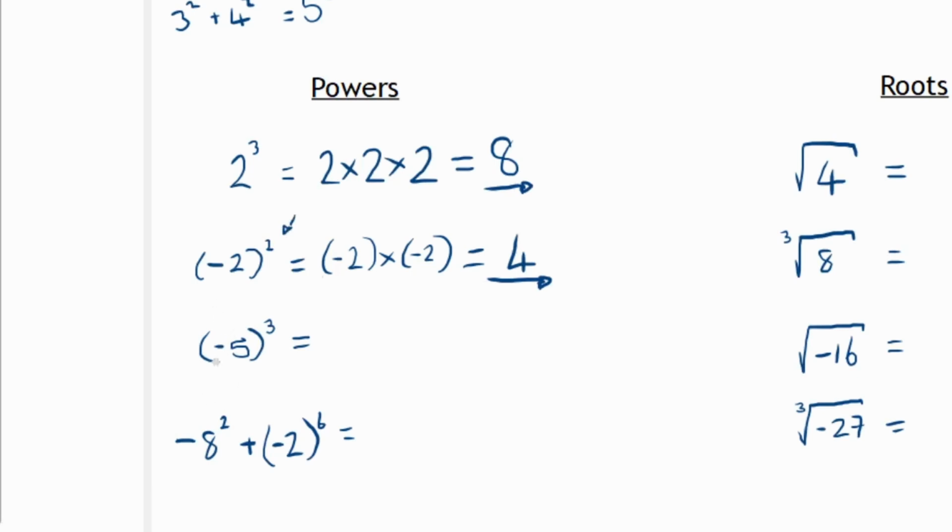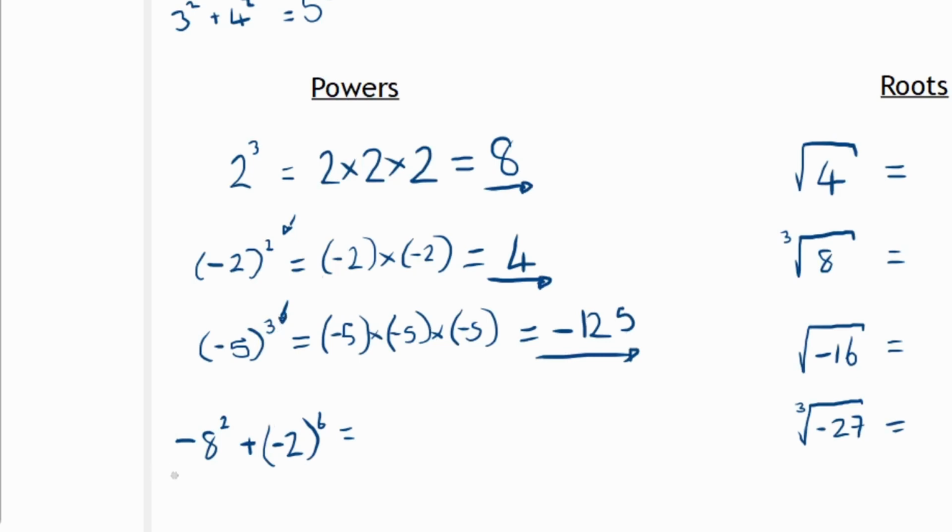Now let's have a look at negative 5 all to the power of 3. And here we have negative 5 multiplied by negative 5 multiplied by negative 5. A negative multiplied by a negative multiplied by a negative should give us a negative. And 5 multiplied by 5 is 25, multiplied by 5 is 125. And so we see when we have an uneven or odd exponent, then we will have a negative value.